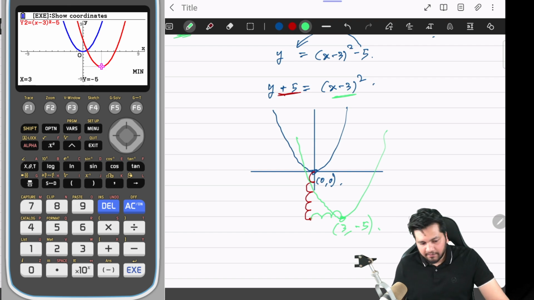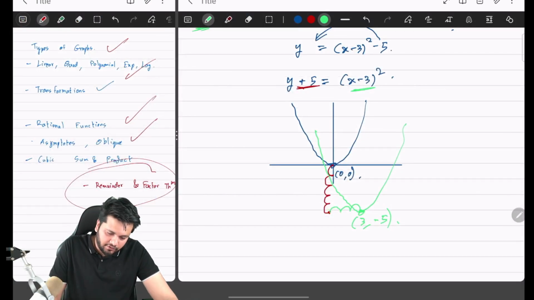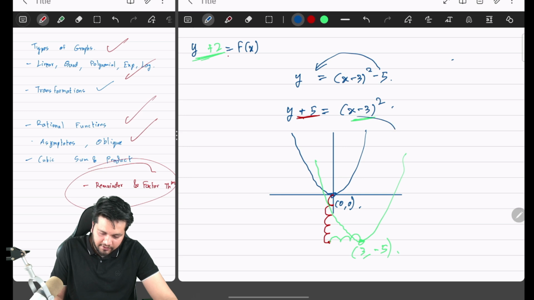By the way, again, coming back to something called domain and range. So here in this case, obviously, if I talk about this blue graph, what will happen?